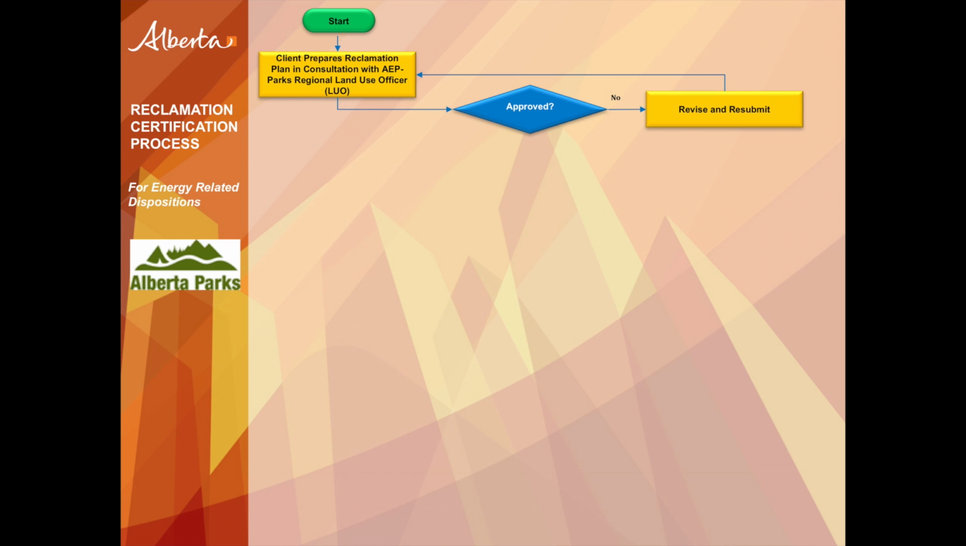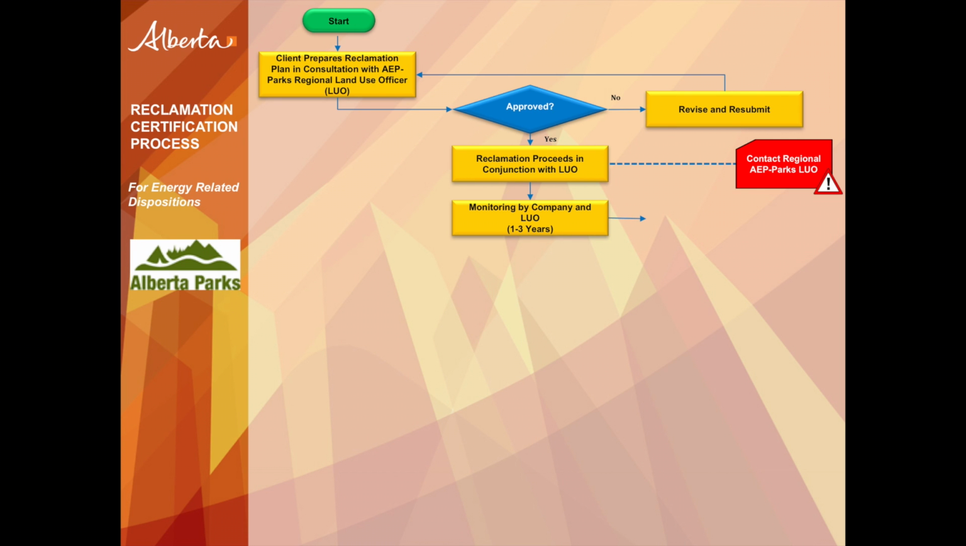So is it accepted? You guys have talked about it with the land use officer, and he or she says, yep, go ahead, this plan looks really good. So you go ahead with your plan. And once again, it's in consultation with the park's land use officer. And time goes on, and you're monitoring it, and then you're ready to almost submit your application to AER. You do a final site visit with the land use officer, and he or she will ensure that, yep, it's okay, it's acceptable.